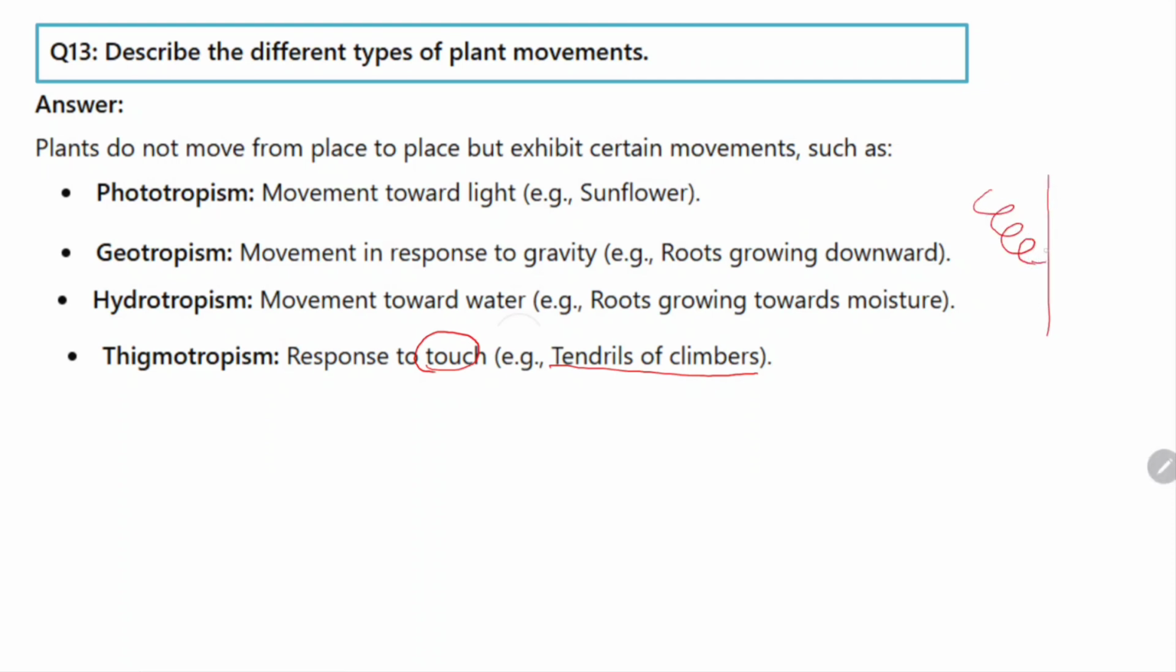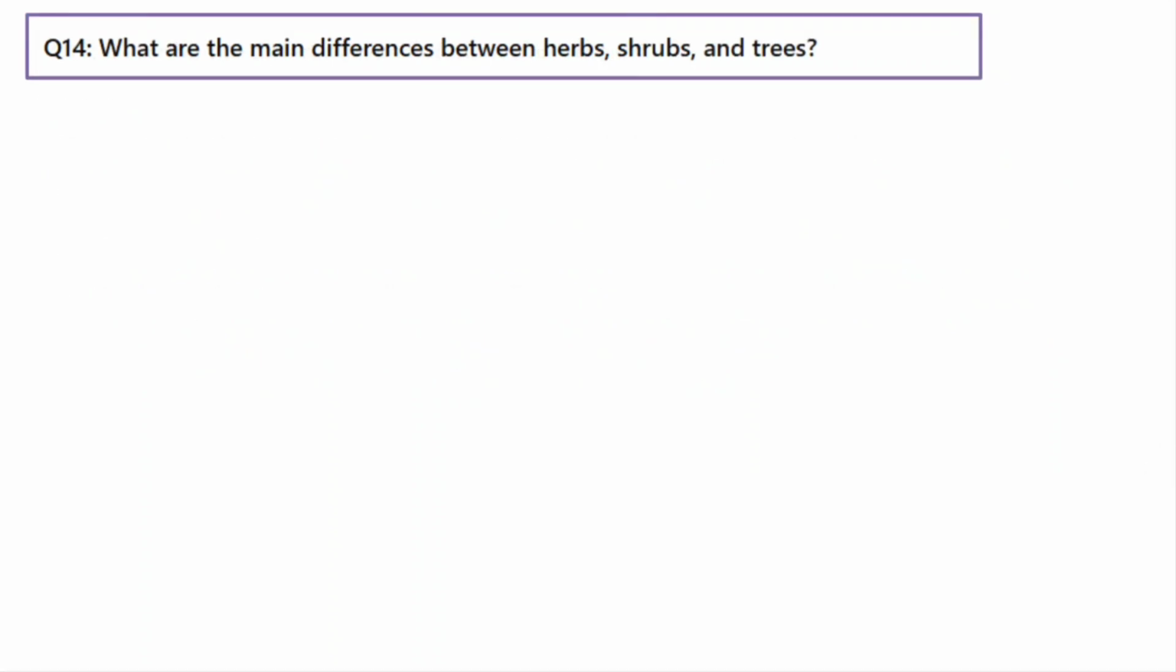This is the plant, and we have tendrils on grapevines also, isn't it? So these tendrils, when they take support from some other thing to grow, that movement is known as thigmotropism. I hope you have understood this part. So now let us move to the next question.